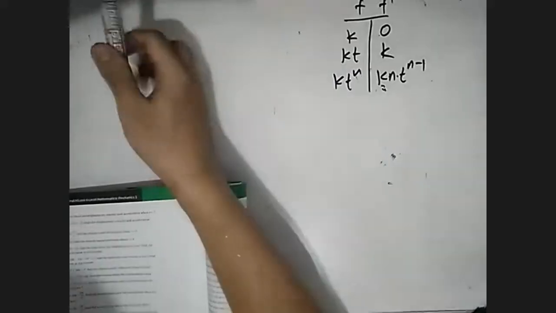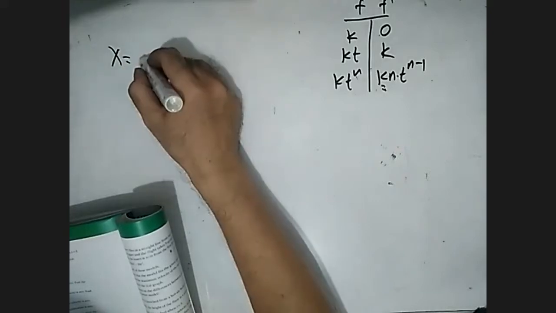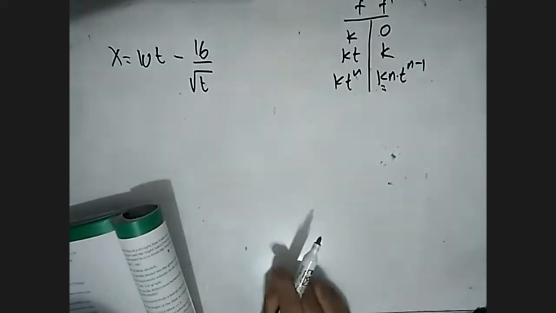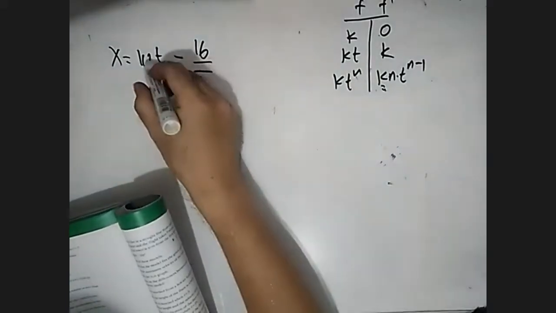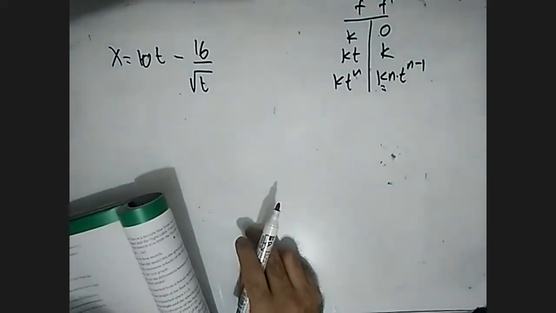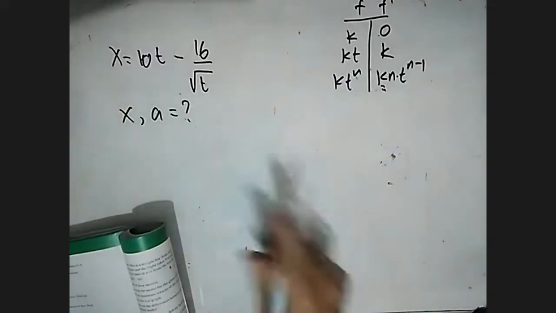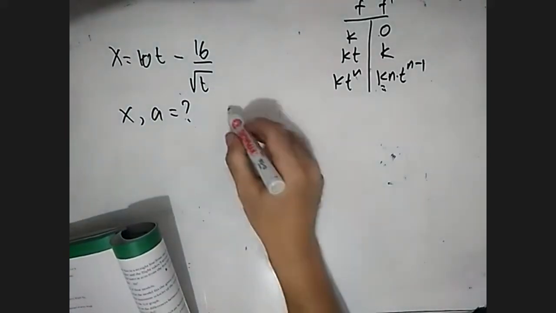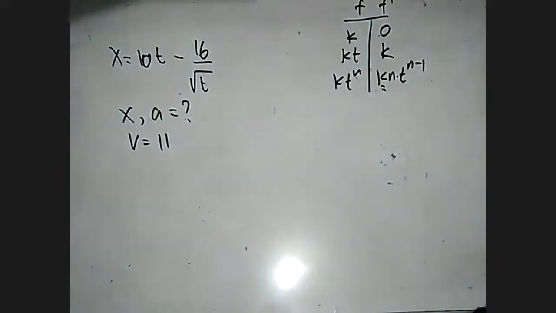Okay. Number 12, given that x is 10t minus 16 over square root of t. I repeat, it's going to be 10t minus 16 over square root of t. Find the displacement and acceleration. They're asking what is x, and acceleration, when given that the velocity is 11 meters per second. When v is 11.